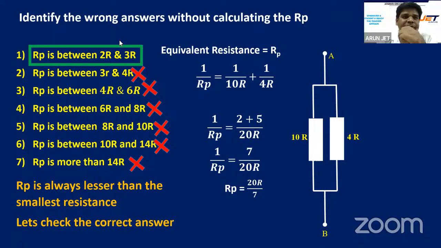Now I can say that 2 is also wrong. How could I conclude 2 is wrong? By calculating. But how did I conclude 3 to 7 are wrong? By logic. All right, now let's go for the next one.